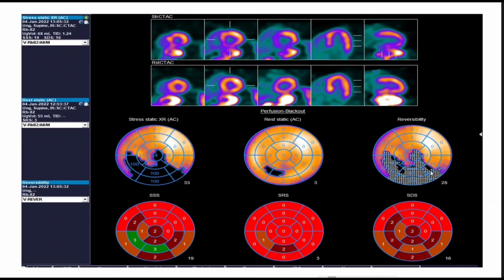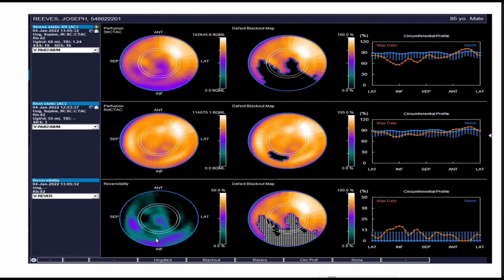If we look at the polar map, now you see at rest, the perfusion looks pretty good. And then with stress, you can see how this is all markedly reduced. So this would be ischemia. Our other polar map shows this RCA distribution ischemia with some apical ischemia as well.